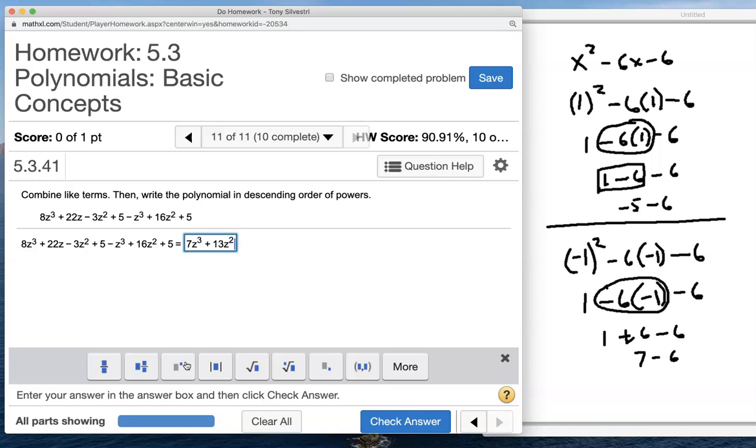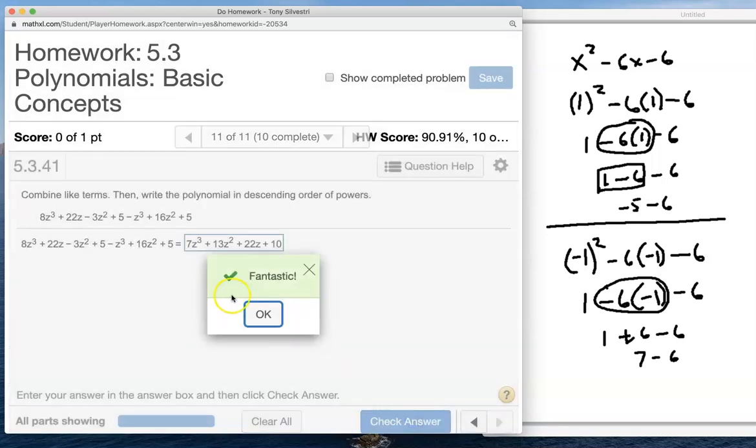Then do we have z's? Regular z's. I just see one z, unless my eyes fail me. One z. That's it. If you only see one z, you have to include it, but it doesn't combine with anything. And last would be just raw numbers. Plus 5 would be plus 10. And this thing looked really long: 1, 2, 3, 4, 5, 6, 7. 7 terms down to 4. That's pretty simplified. There you go.